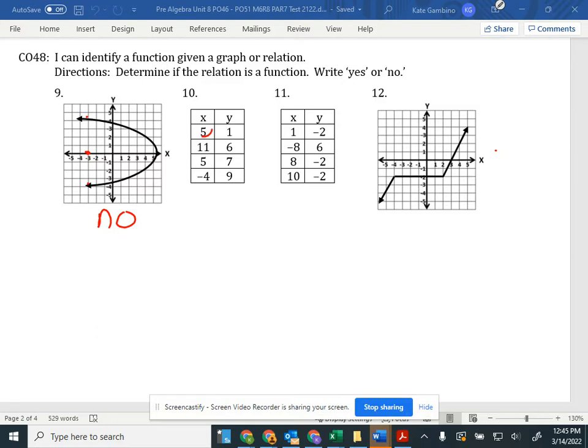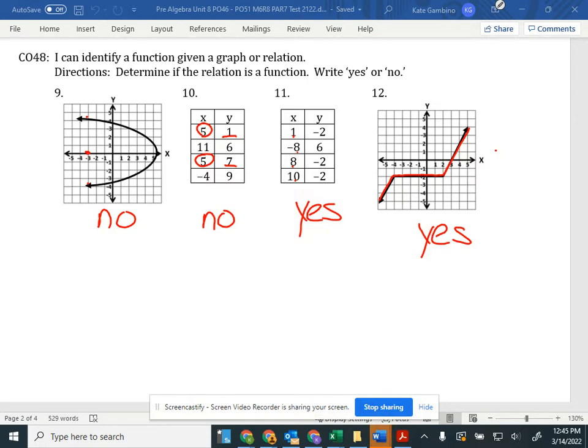For number 10, I have the same x of 5, has 2 different y's. So that is a no. For number 11, I do not have any repeated x's. So if it's not repeating any x's and giving it a different y, the answer is a yes. It's a function. And for number 12, there is not any repeated x's. So if there's not any repeated x's, it's a function.